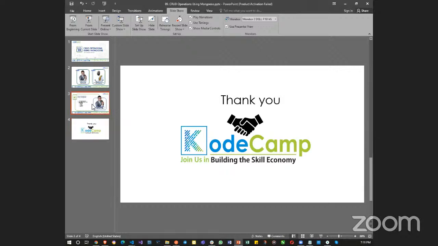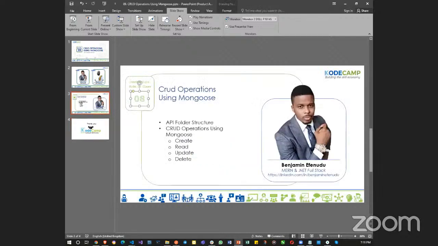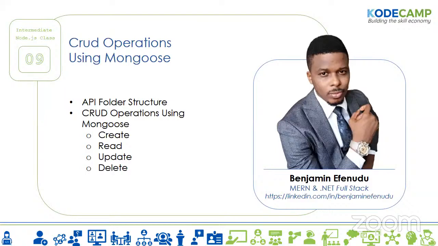So going into today, we should be looking at our folder structure. We're going to be looking at API folder structure, and from there we'll continue with CRUD operations, now using Mongoose based on the API structure, and we're going to be starting some form of a project.